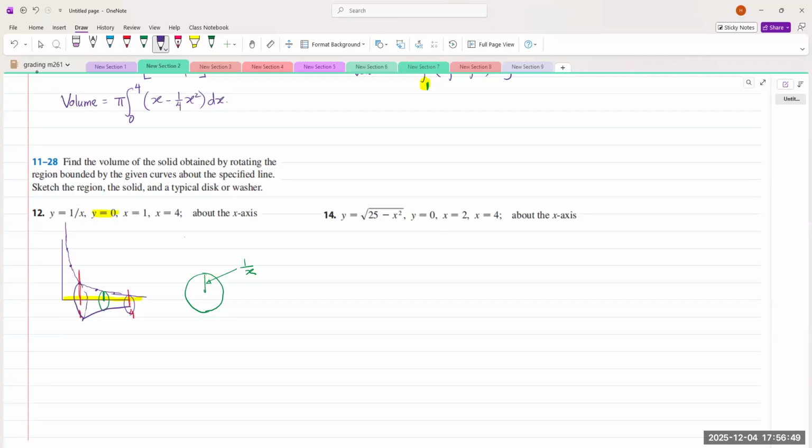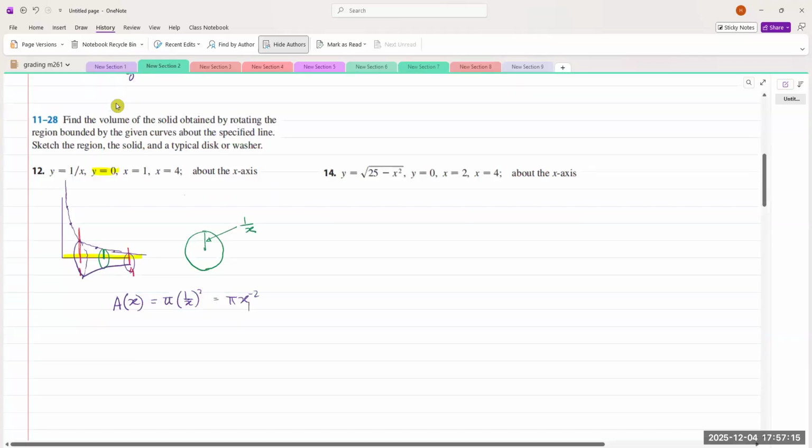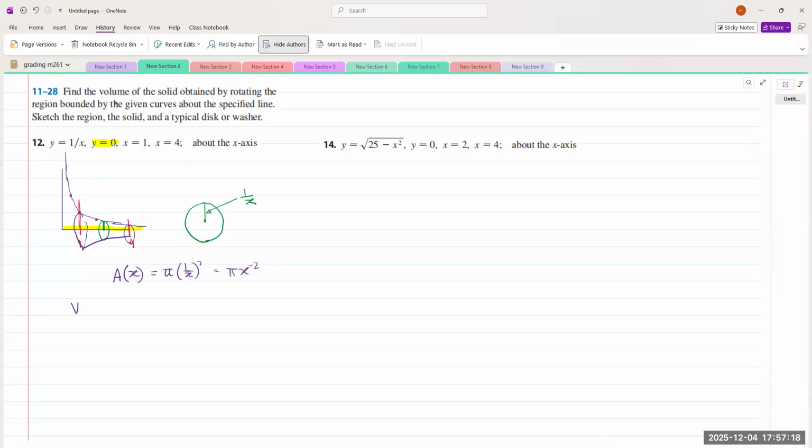but the typical cross section will look like a circle, a disc like this with radius 1 over x. So the area of that disc will be pi radius squared. Or we can write that as pi x to the negative 2 so that we can integrate that easier later on. Okay, now consequently, the volume will be integral of pi x to the negative 2 dx.